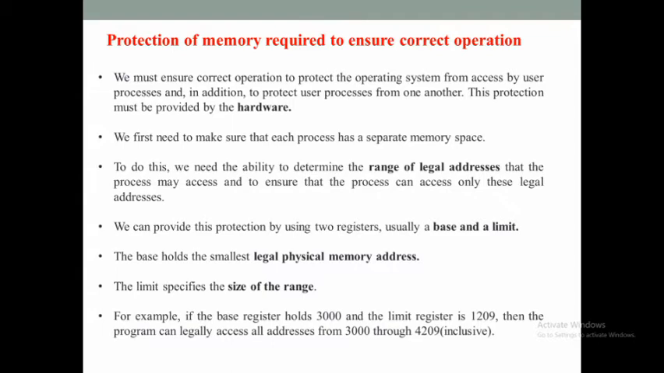Let's say the base register is 3000 and the limit register is 1200 for a process. Then the process starting address is 3000 and its ending address will be 3000 plus 1200, that is 4200. That will be the legal address space of the process. The process can store its instructions and data only from 3000 till 4200. That is the meaning of the value of the base register and the limit register.